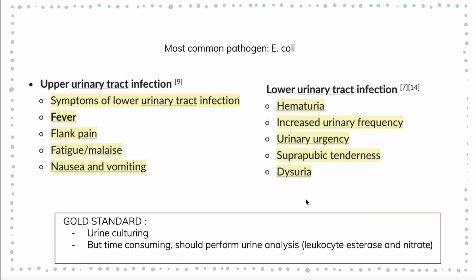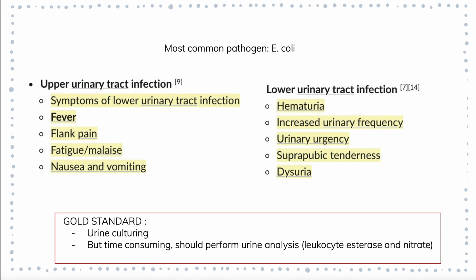As you can see, most of them are related to the urinary system. For the upper urinary tract infection, usually they present with more disseminated or systemic symptoms. They come with symptoms of lower tract infection, which are these symptoms. They present with fever, flank pain, fatigue and malaise, nausea and vomiting. So how would we actually diagnose them?